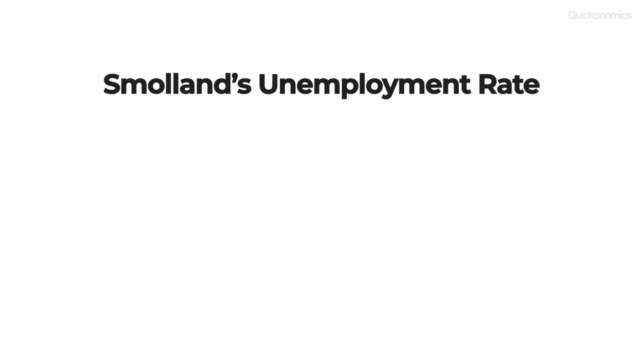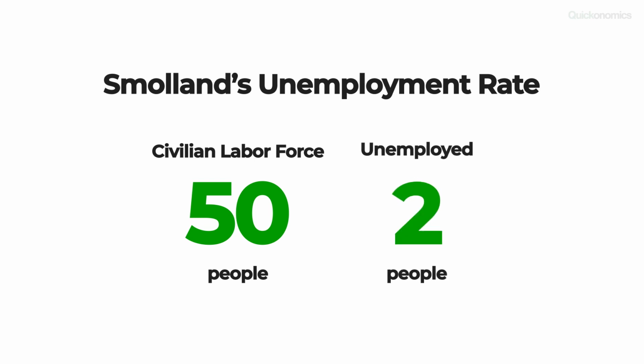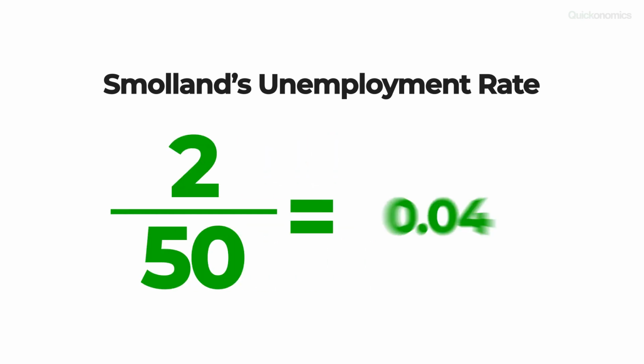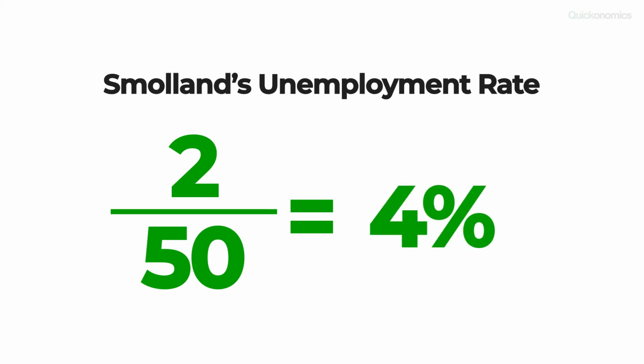For example, we have determined that Smolland has a civilian labor force of 50 people, and out of those 50 people, 2 are currently unemployed. Therefore, the country's unemployment rate can be calculated as 2 divided by 50, which is equal to 0.04. Or in other words, we can say that Smolland's unemployment rate currently stands at 4%.